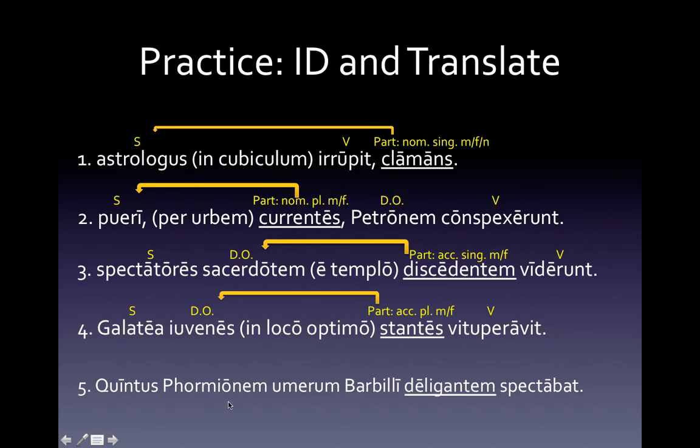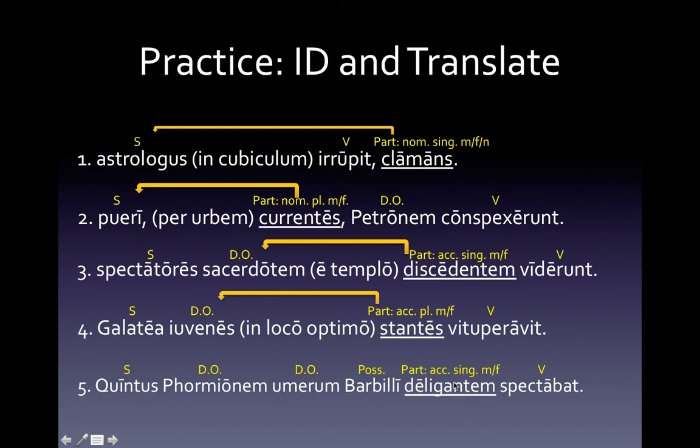All right, our last one, Quintus Formionem umerum Barbili delegantem spectabat. Let's go ahead and label everything. Quintus is second declension nominative singular, so it's our subject. Formionem is accusative singular, third declension, it's our direct object. Umerum, second declension, it's also a direct object. So we'll talk about how to deal with this in just a second. Barbili is second declension, so that accented I there makes it genitive. It's possessive. Delegantem, it's our present participle.